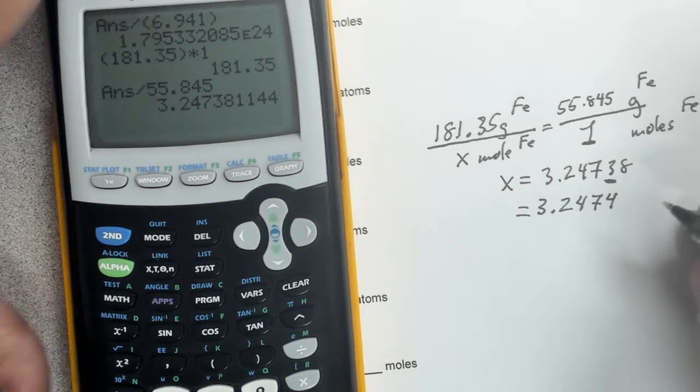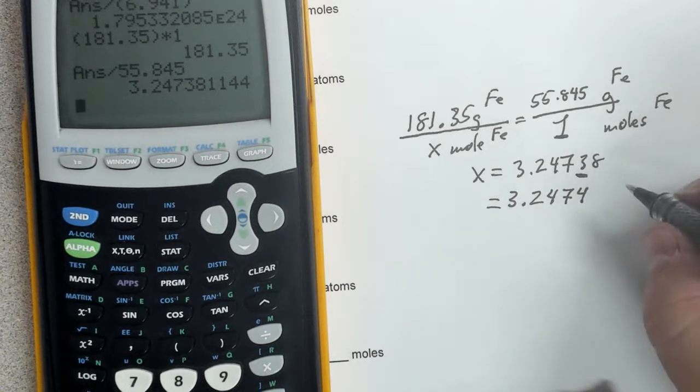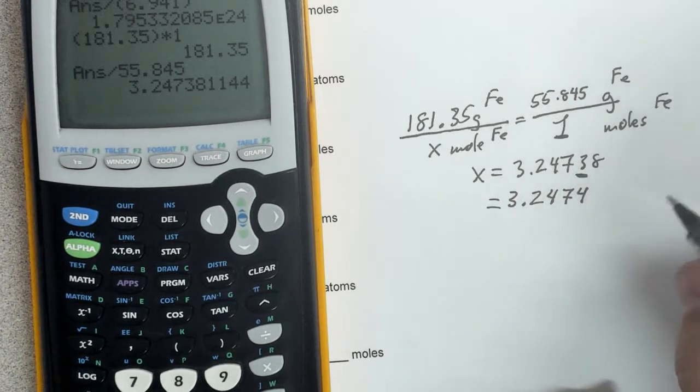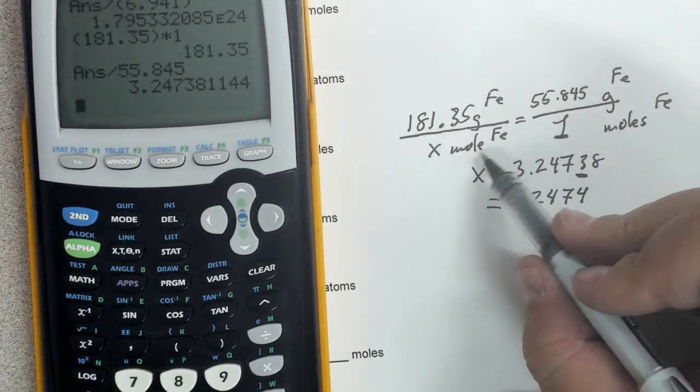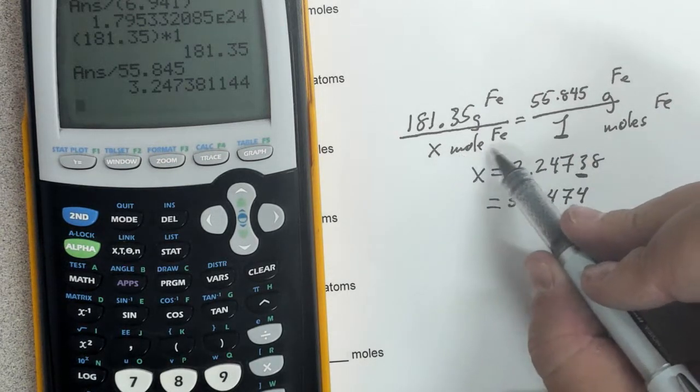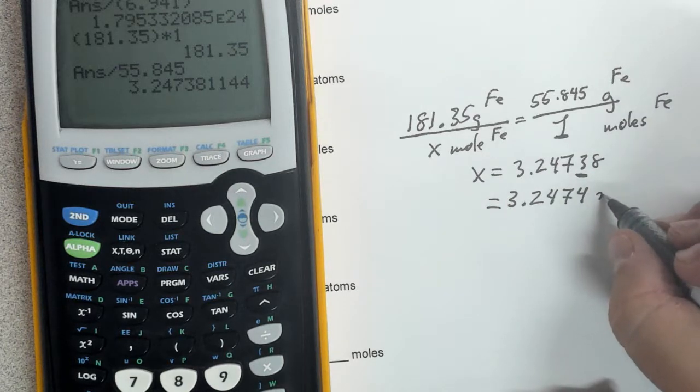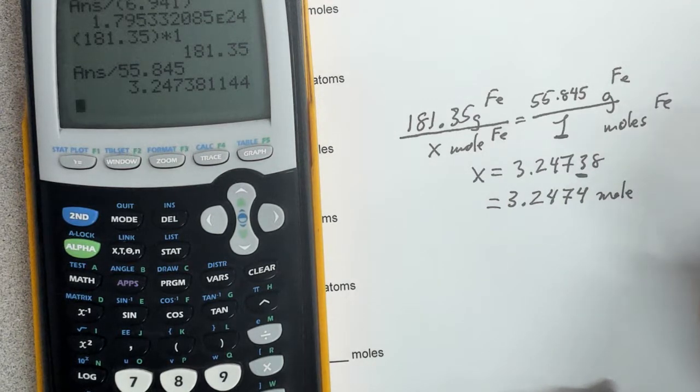The thing I have left to do on this question is to put my units and what chemical it was that I was talking about. So when I look back to the work I was shown, I can see that I'm looking for moles of Fe. So the unit is moles. The chemical is Fe, or iron, is the name of that.